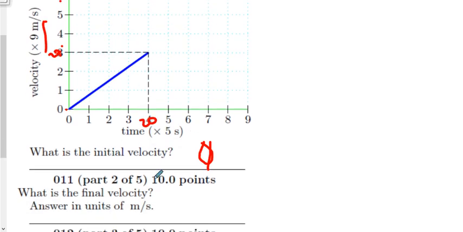We got to read this part. All right, well, it ends at this point in time. Don't forget your multiplier. I have 4 times 5. So at 20 seconds, my velocity was 3 times 9. So my velocity is going to be 27. So far, so good, right?